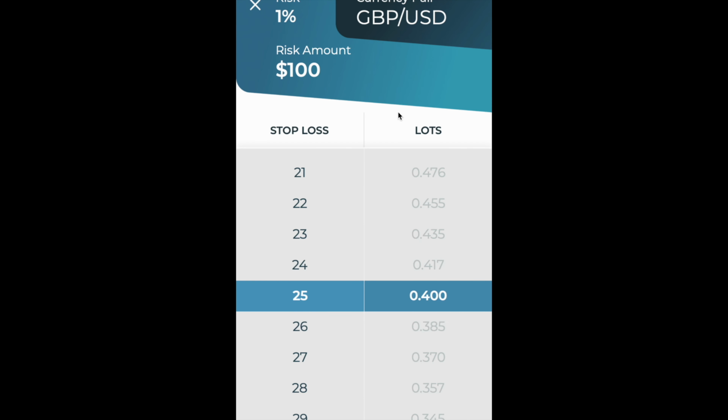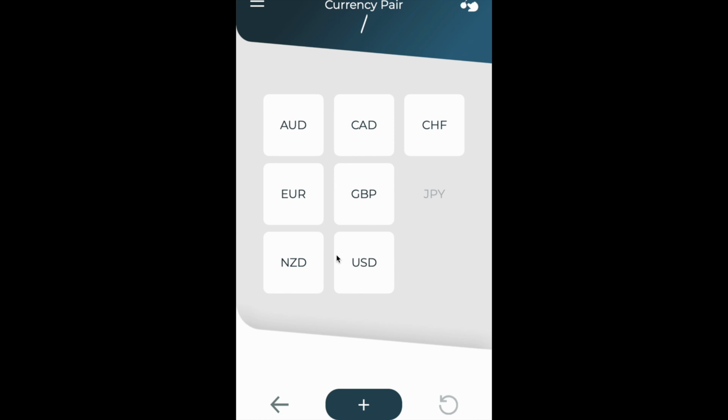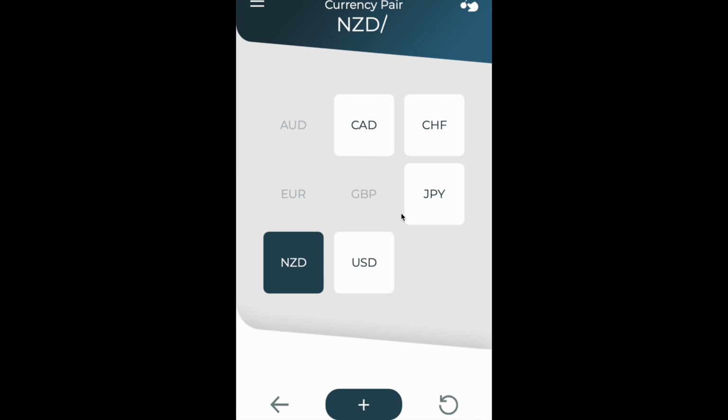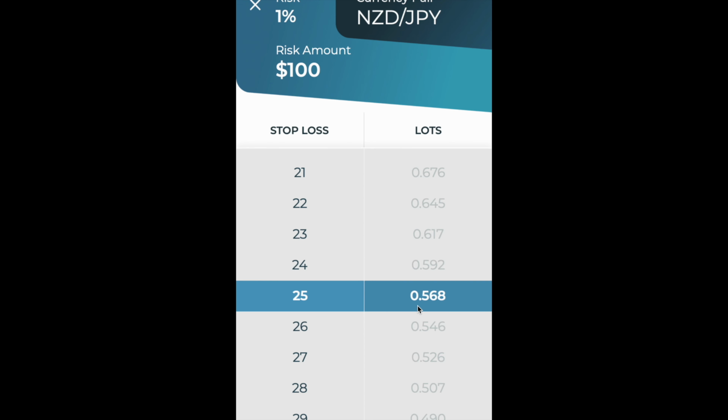As you can see, I told you to use a lot size of 0.4, which means you're trading at £4 per pip. This does differ slightly when trading the other currency pairs. So for example, if you were to do NZD/JPY, you'll see your lot size is 0.56. And this is why I use Stinu, just to let my stop losses and my lot sizes be more accurate, so I ain't over-risking my account.